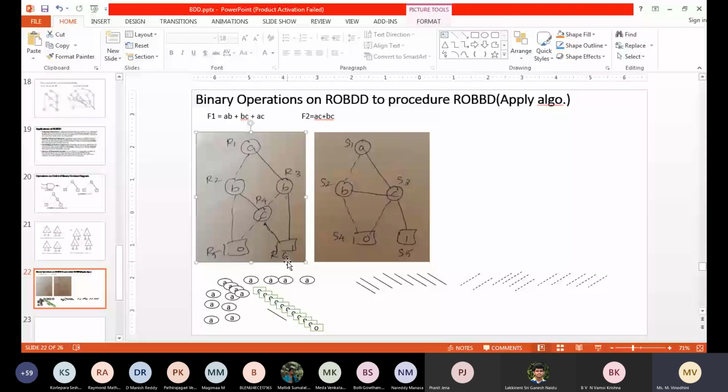See, R1, R2, don't write R3 here. This is wrong. In level 2, I have two nodes. First, assign the variable for the nodes present in that particular level. Then only move on to the next level. Is it clear, students? And for the leaf nodes also, you have to give a variable. Is it clear?